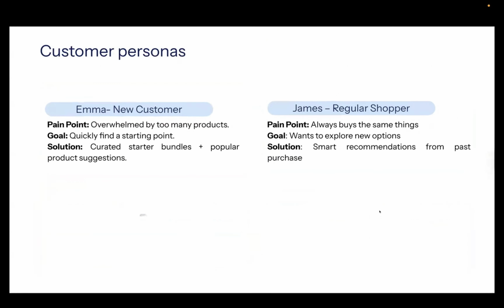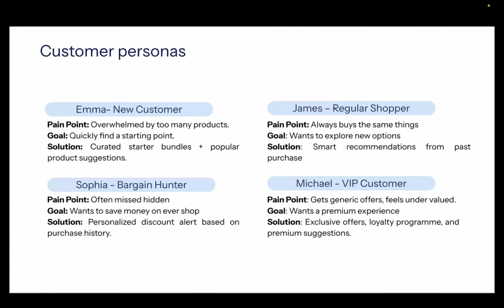But first, I want you to imagine a few customers. For example, Emma, the new customer, who is overwhelmed by too many options and doesn't know how to start, and James, a regular shopper, who wants to try some new options. And Sophia, the bargain hunter, is always looking for discounts, but it's very hard to find them. And finally, Michael, the VIP customer, only gets generic offers, feels undervalued, and doesn't get a premium experience. The common thing for these four customers is that they don't get a unique shopping experience.